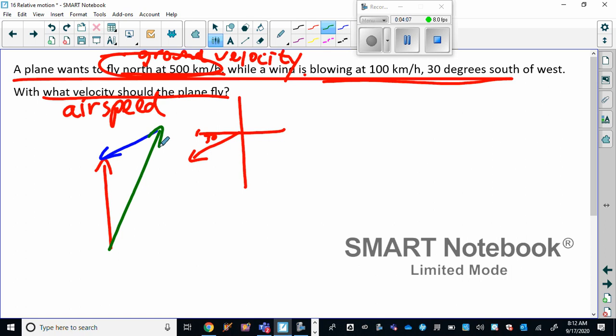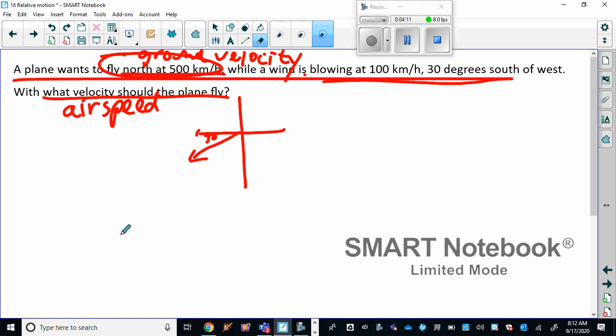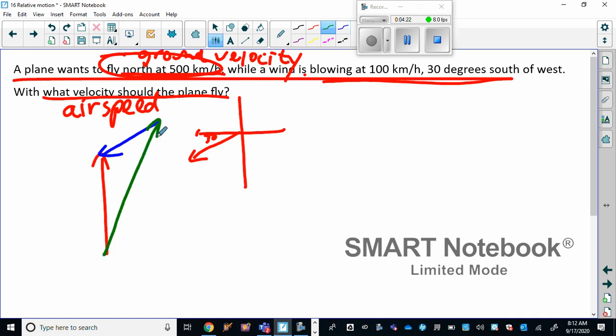Let's just redraw the whole thing so that it looks straight. So I want to go 500 north. Here's the wind. Here's my airspeed. Now let's look at that diagram. Oh, it's still a little crooked. Oh well, we'll live with it.